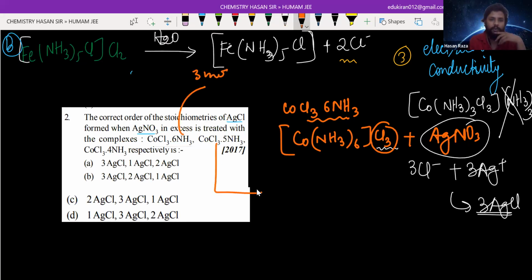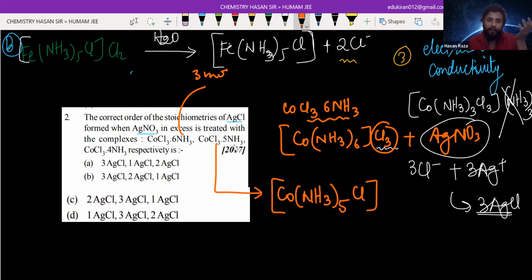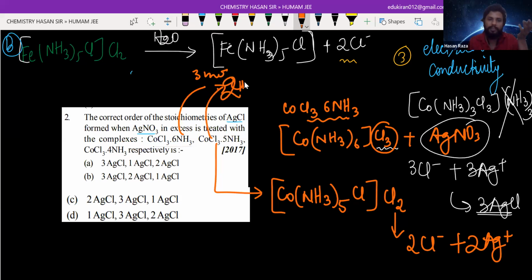Now from the next one, you can see Co(NH3)5, that is confirmed. You're not going to take this out, but you can take Cl or anything inside the bracket, and what is left outside? Cl2. Now from here, you will get 2Cl-, and AgNO3 is in excess, so you can take any amount you require. So what will form? 2 moles of AgCl.